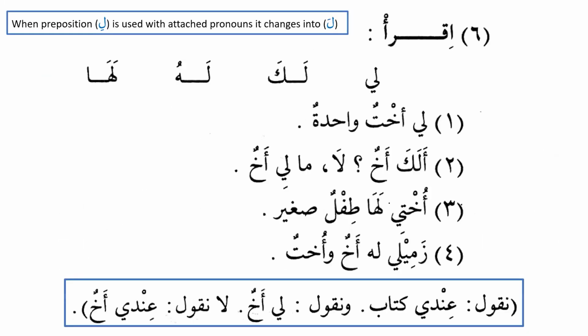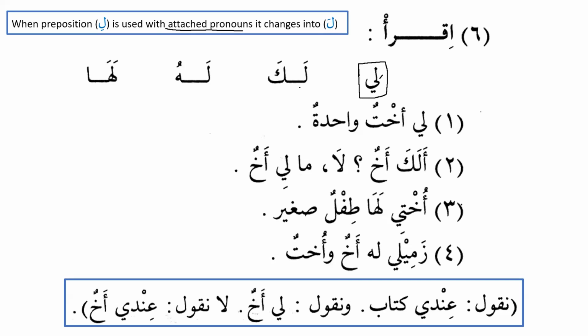Next, we have Iqra, read. And here, what we need to focus on is the use of the preposition li. We have learned in the previous lesson that when the preposition li is used with the attached pronouns, it changes into la with fatha. However, with ya, it remains kasra because kasra is compatible with ya, so there is no need to change it into fatha, and we cannot change it due to morphological reasons.